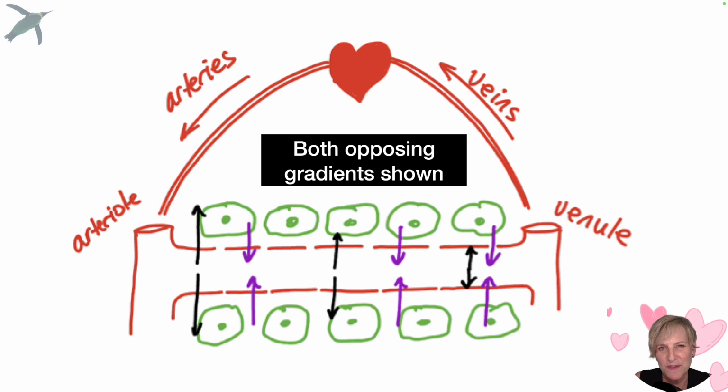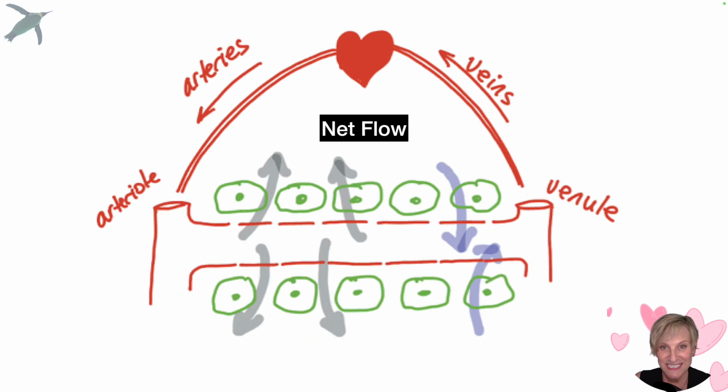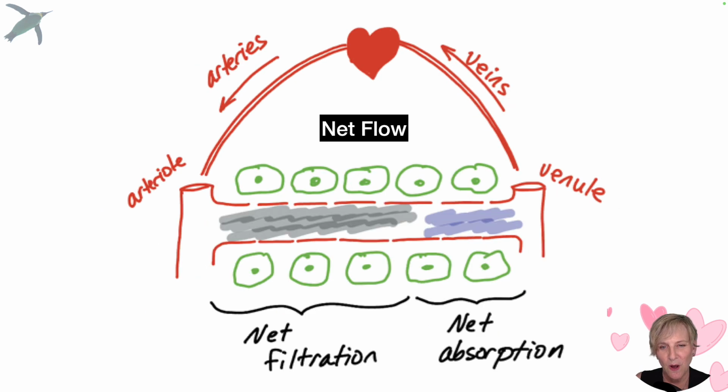So now with both opposing gradients shown, I bet you can figure out what's going to happen, right? We have an outward filtration force that decreases along the length of the tube, the inward osmotic force that is staying the same, that absorption pressure, and you just add them together. That gives you your net flow. So on the arterial end of the capillary, we have net filtration because the outward force is greater, that filtration force. And on the venule end, we have net absorption.